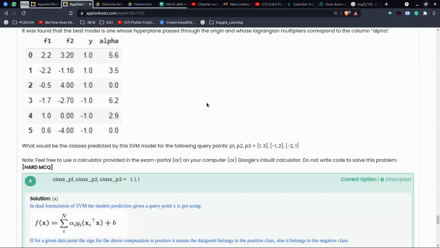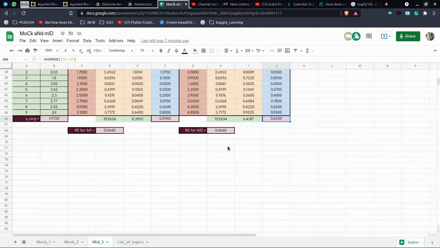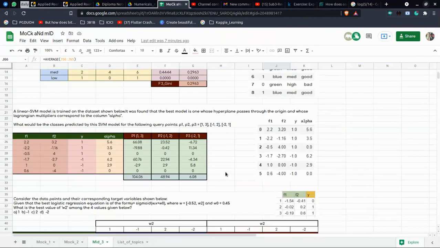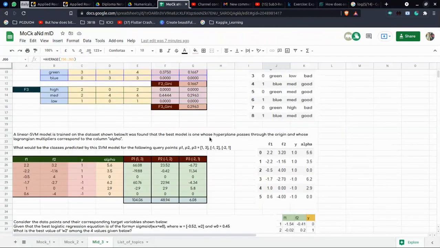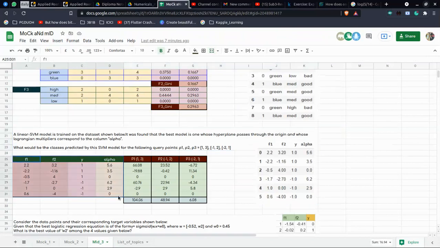Right, so let's jump into the Google Sheet and see. Here we have it. F1, f2, y and alpha are given. For P1, 1 3, I just need to calculate this: yi alpha i, alpha into y, and then take the dot product between x and x cube. So x cube is 1 3.